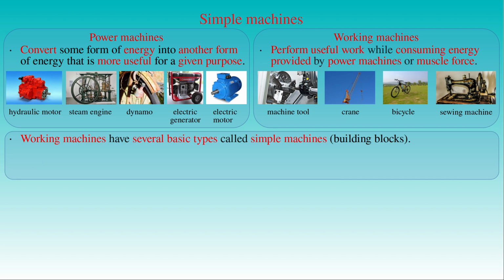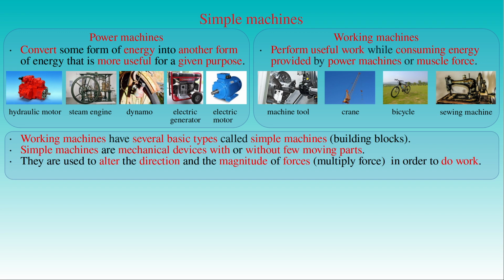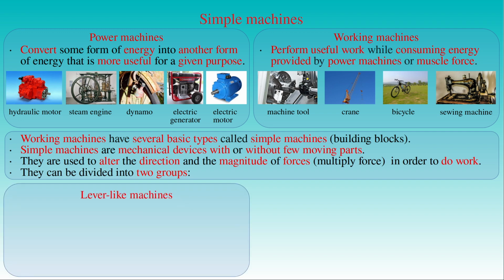machines. As their name shows, simple machines are mechanical devices with few or no moving parts. They are used to alter the direction and the magnitude of forces applied on them, functioning as force multipliers to do work. As a result, they reduce the effort and energy consumption through a mechanical advantage. Simple machines can be divided into two groups as well. Lever-like machines belong to the first group, whereas the second group consists of machines using inclined planes.